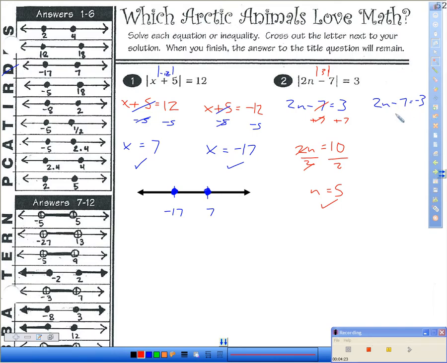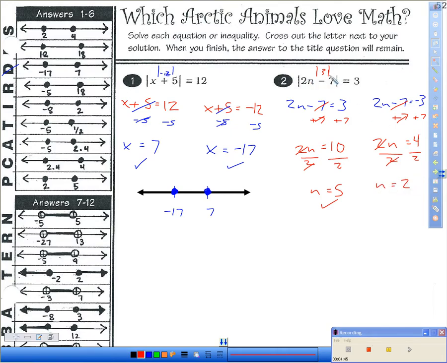We need minus 7 on the left, so we need to add 7 to the left, add 7 to the right. 7's cancel, and we end up with 2n equals negative 3 plus 7 is positive 4. At that point, we'll divide the left by 2, divide the right by 2. The 2's cancel, and we end up with n equals 2.